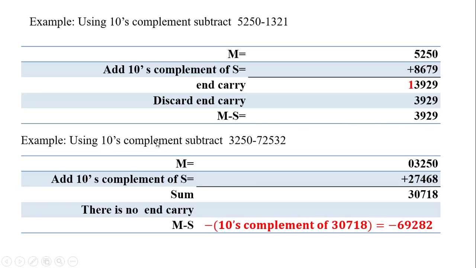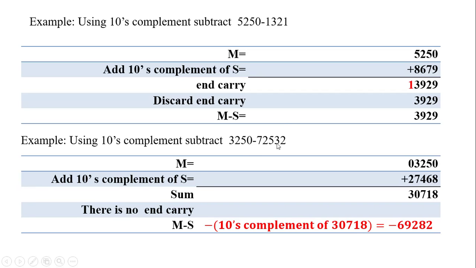This is another example. Use tens complement to perform the subtraction. Again, this is the minuend. For subtraction it is necessary that both numbers have the same number of digits. This is a 4-digit number and this is a 5-digit number, so you can pad a 0 to the left to make it a 5-digit number. So the minuend is made a 5-digit number by padding a 0 to the left.